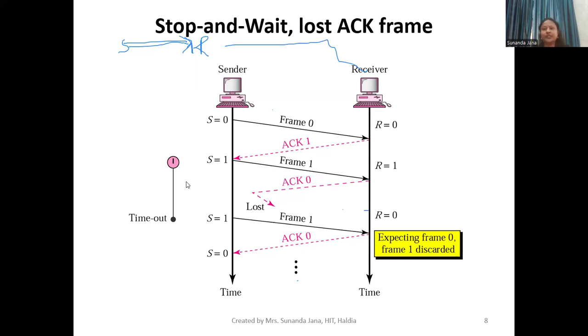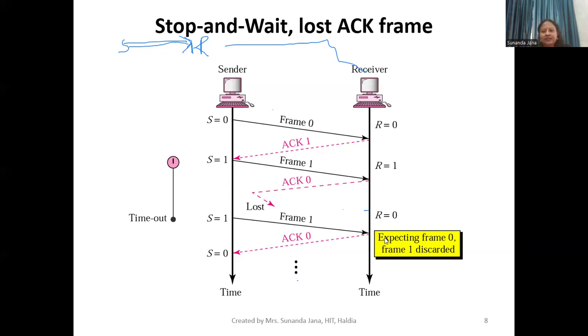As I have already told, there is no negative acknowledgement. And we also know that the sender has a timer; during every transmission it starts its timer. So it will also wait here up to the time limit, and on time out, the sender will resend the frame. Now here you can find that the receiver is expecting frame 0 because it has already received 1. So now which frame will it discard?